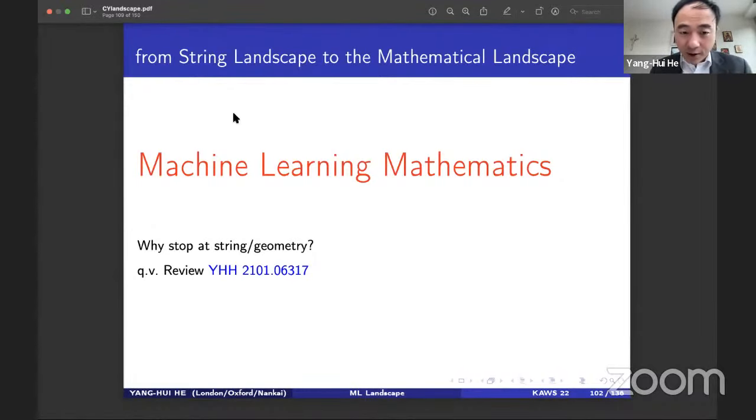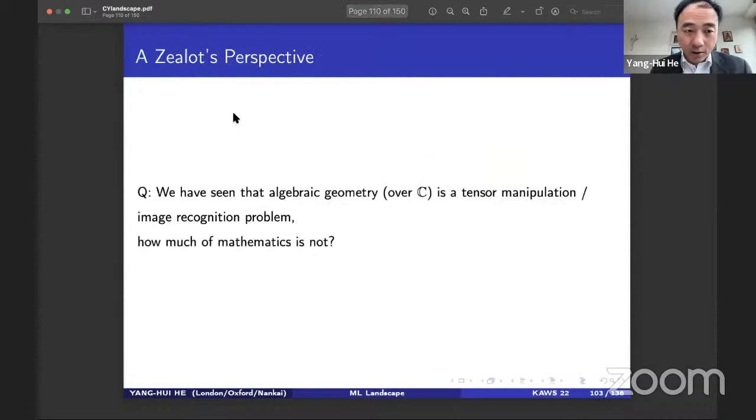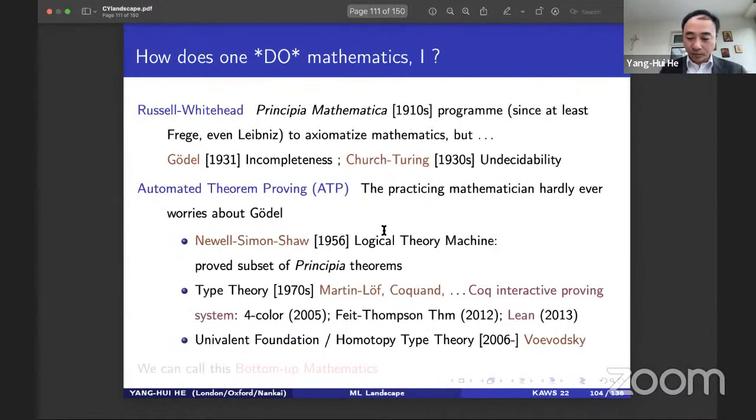So let's start with this. I said I'm a zealot now. I'm totally converted to this, right? We've seen that algebraic geometry is a tensor manipulation, image recognition problem. Well, then again, how much of mathematics is not that, right? So let's have a look.